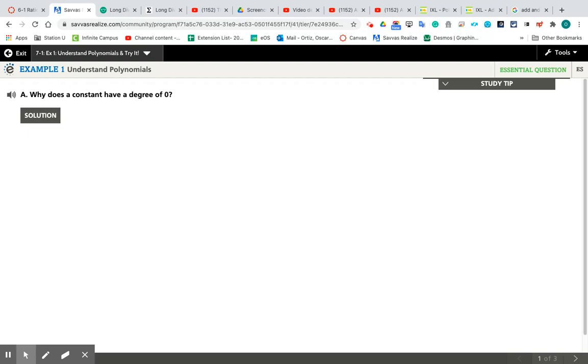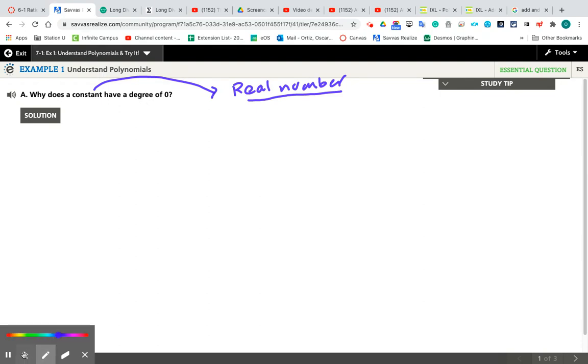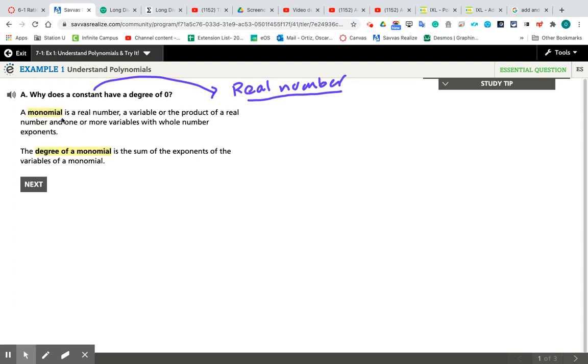a constant as a number. So a constant is actually a real number. That's another name for a real number. Okay, so any number that you know of is called a constant, and it's called a constant because it doesn't vary, so it doesn't change. All right, and they are telling us why that has degree 0, so you will know more about it as we go. So first of all, we need to start defining monomial.